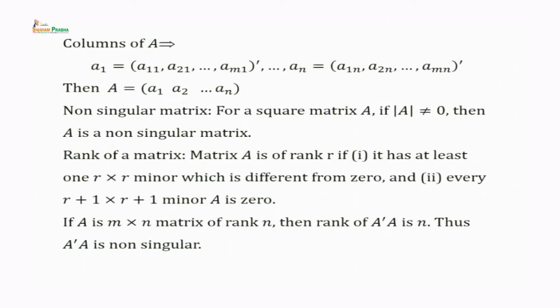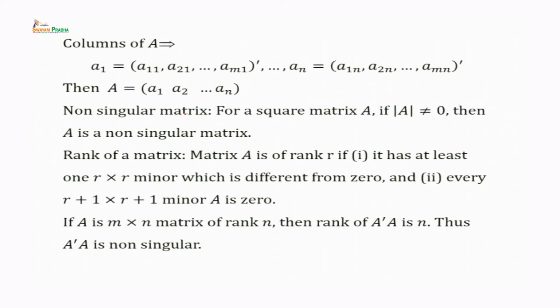Then different columns of A are, say A1 equal to a11, a21, so on am1 transpose, then this is the nth column, and then you can write A in this form, A equal to A1 the first column, A2 the second column, so on, An is the nth column. Similarly, you can write A as the combination of different rows also, meaning you take first row here, second row, third row, and so on.